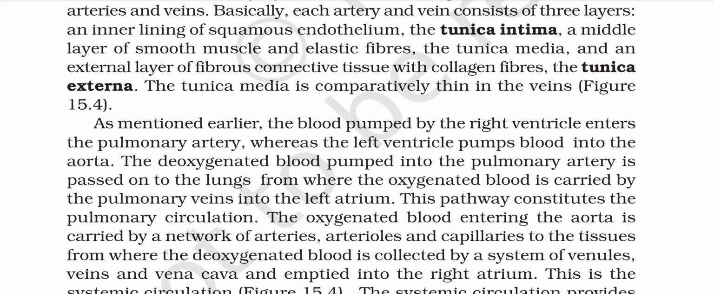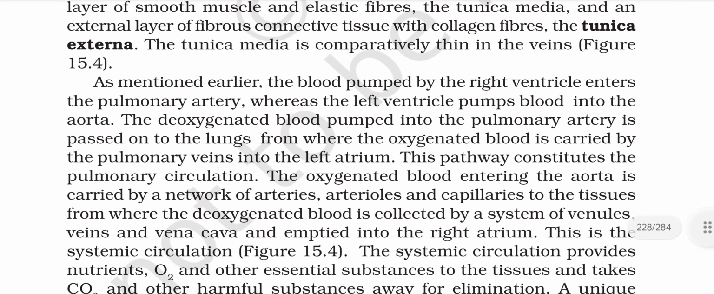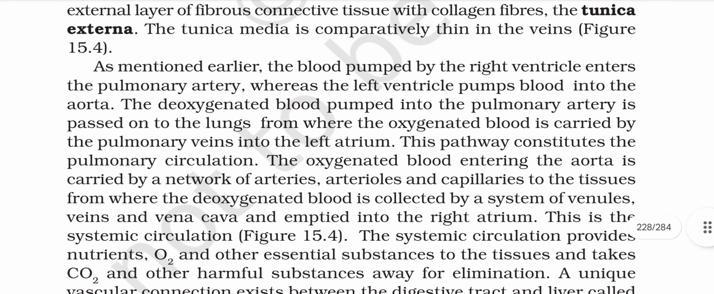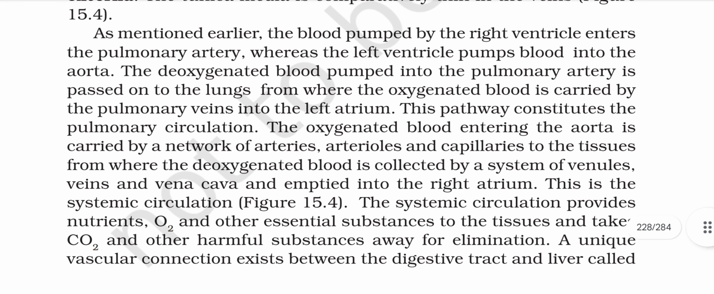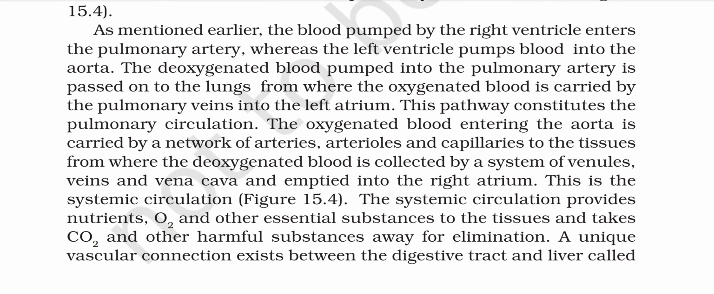with collagen fibers called the tunica externa. Tunica intima, tunica media, and tunica externa. The tunica intima has the inner lining of squamous endothelium, and the middle layer is smooth muscle and elastic fibers, called the tunica media, and an external layer of fibrous connective tissue with collagen is called the tunica externa. The tunica media is comparatively thin in the veins with respect to the arteries.